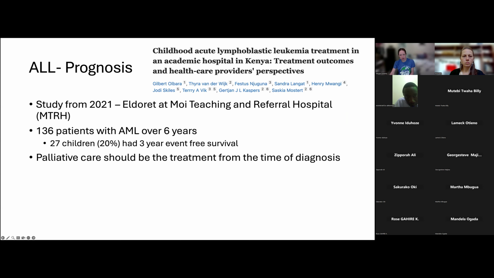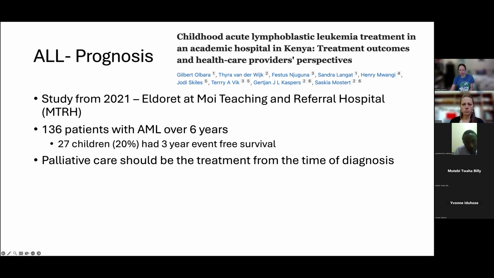Of those 136 patients, they had 27 children complete or continue treatment, as much treatment as they should have. That's 20%, and they have 3-year event-free survival. Okay, so what does this mean? This does not mean that 27 children survived forever from their leukemia. There's still a risk that many of them will have a late relapse, but they had 20% who actually followed the treatment plan and were successful. That treatment plan cured them as much as it could.